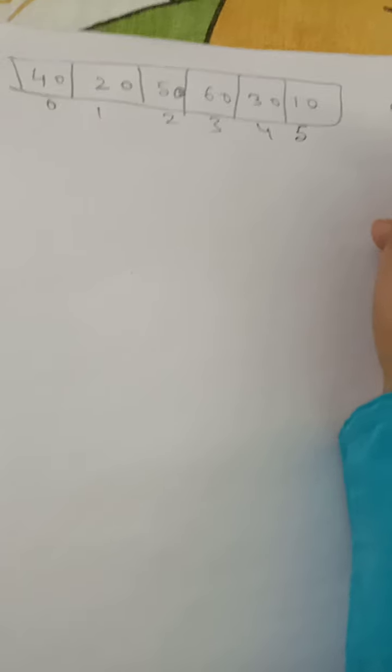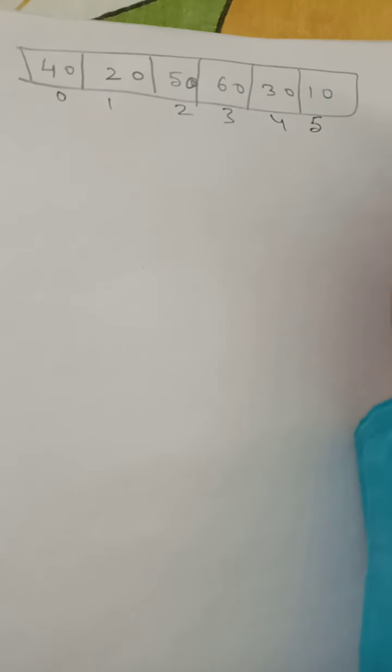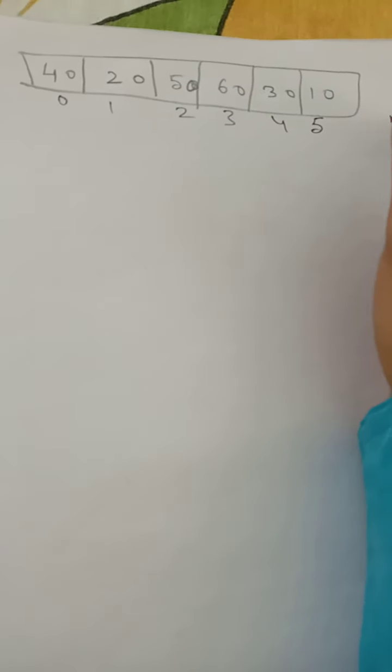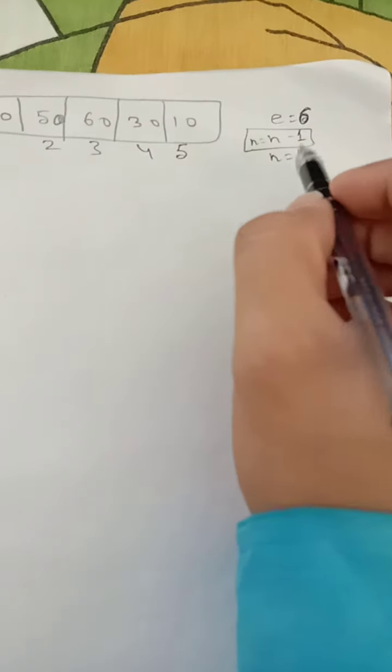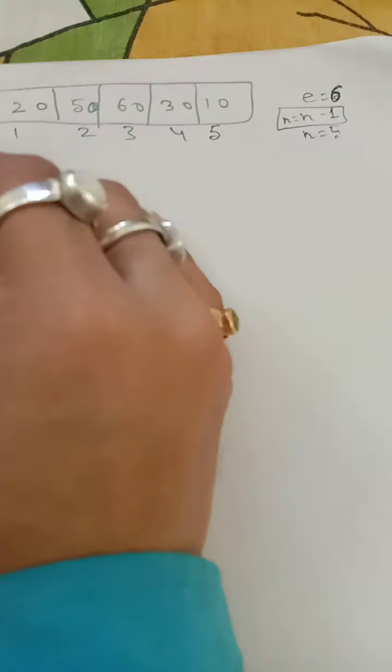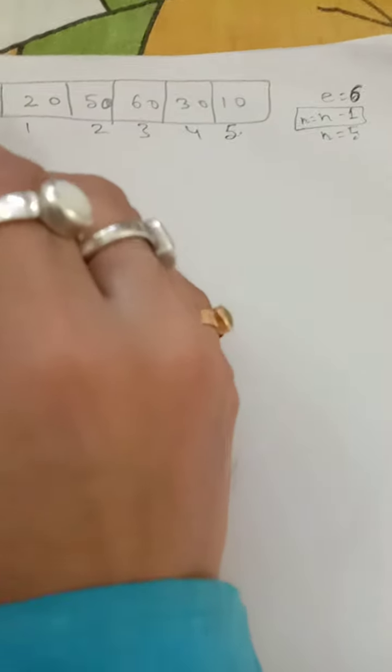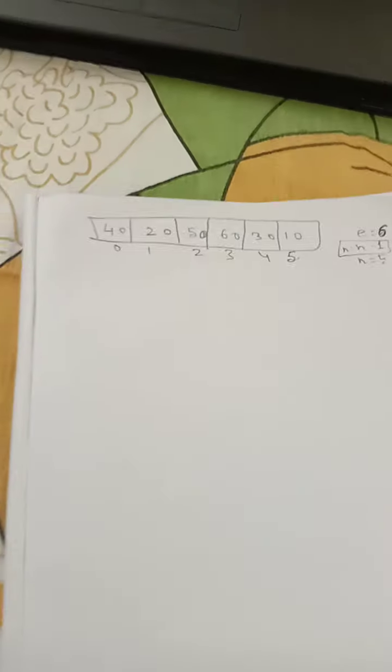On the very first position, 0 1 2 3 4 and 5, the number of elements is 6 and the value of n is 5, 0 1 2 3 4 5. That means 1 2 3 4 5 6 elements are stored in consecutive locations of the array.